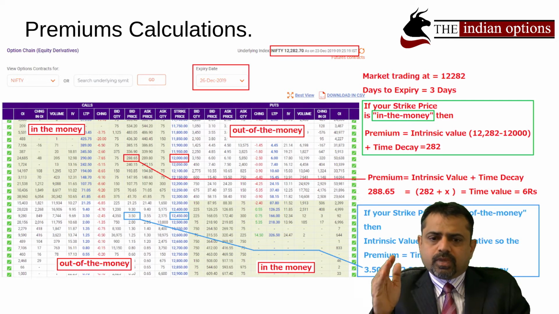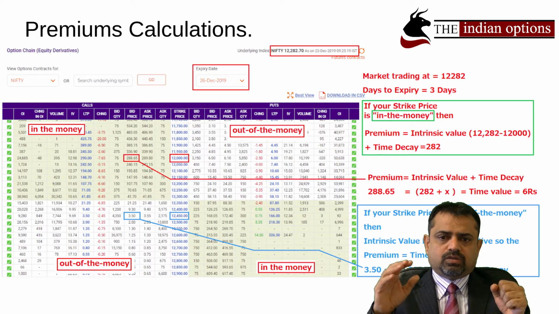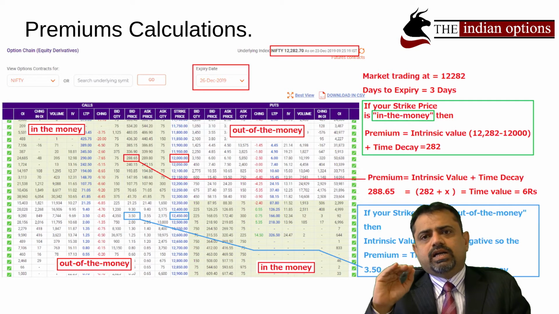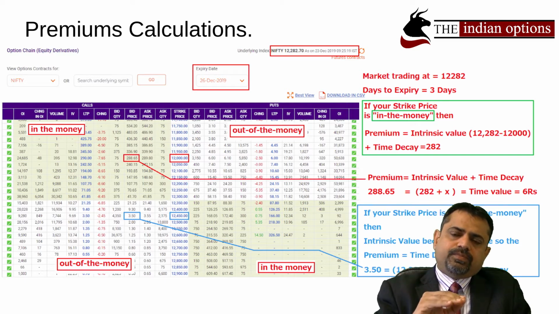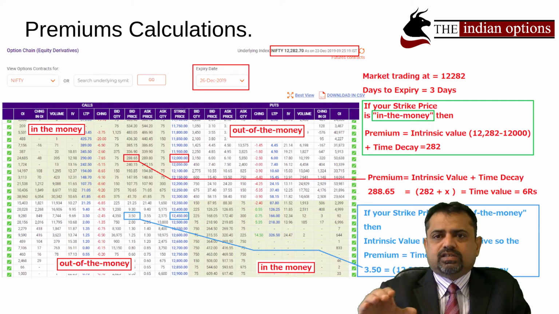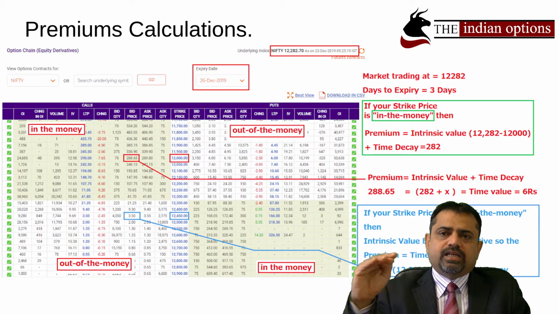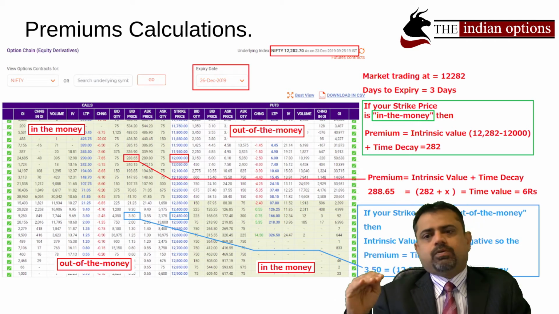Now there are only 3 days to expiry. Today is 23rd of December, and the expiry is on 26th of December, right? So there are 3 days to go, and the market is trading at 12,282 right now.